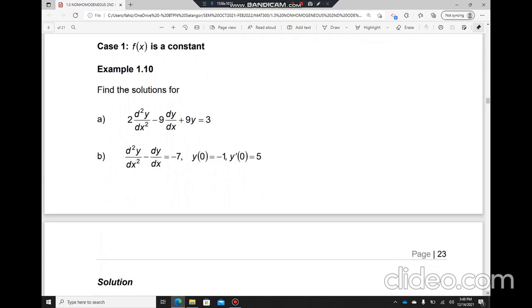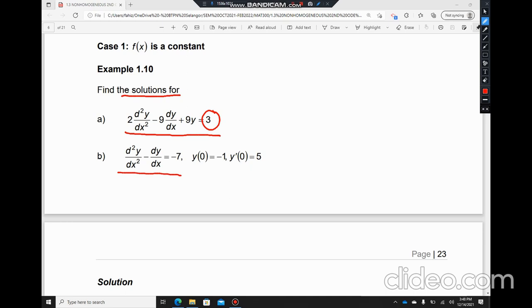Okay, for example 1.110, find the solutions for this one. Dibagi yang ni adalah non-homogeneous. Sebab apa kita kata non-homogeneous? Dia ada function f(x) dekat belakang. Yang ni pun non-homogeneous, second order. Dua-dua ni second order, yang ni pun dia just constant dekat belakang ada f(x), and then yang ni diberi initial value problem, initial conditions, so nanti awak boleh masukkan this value.